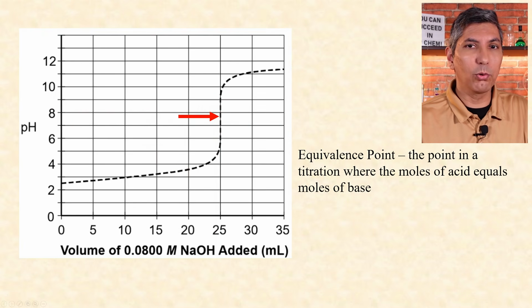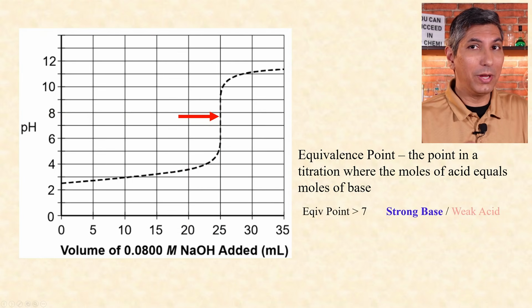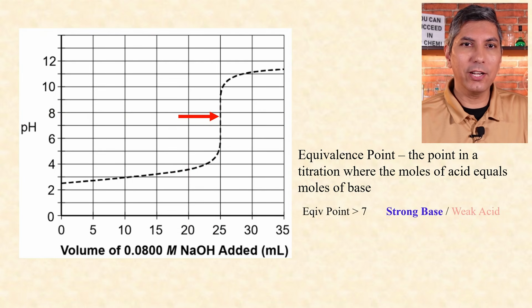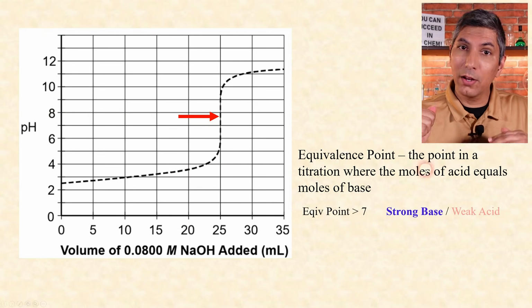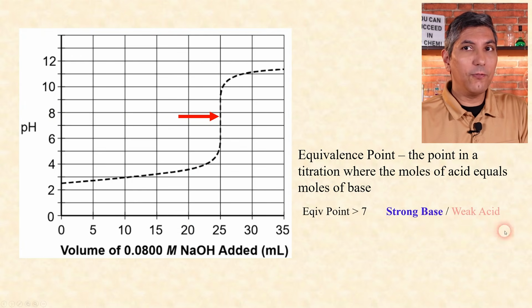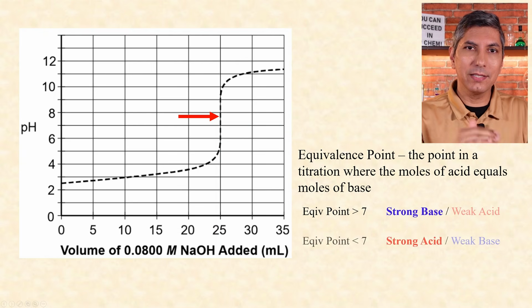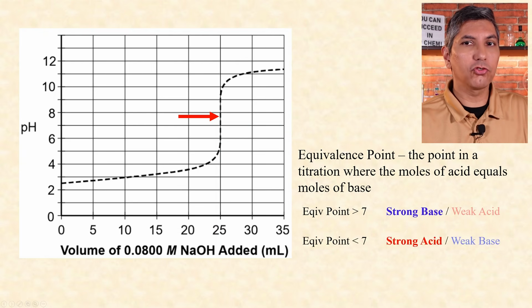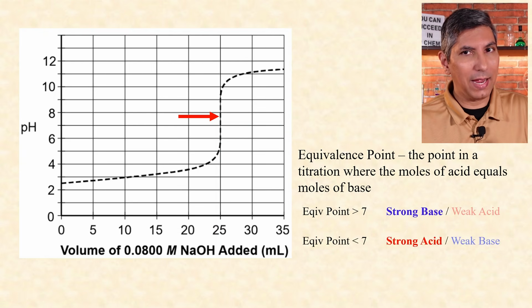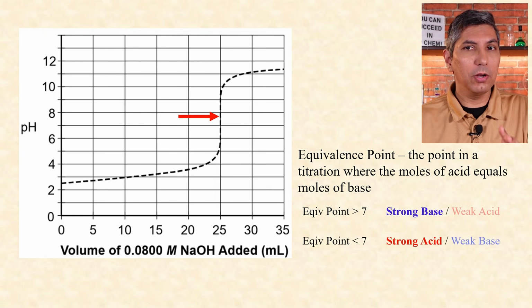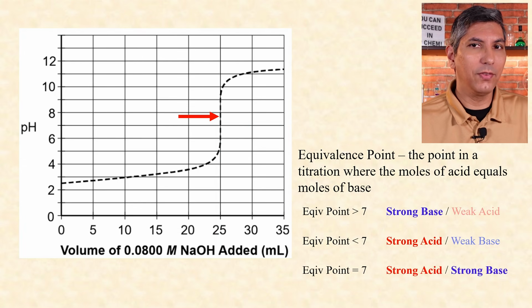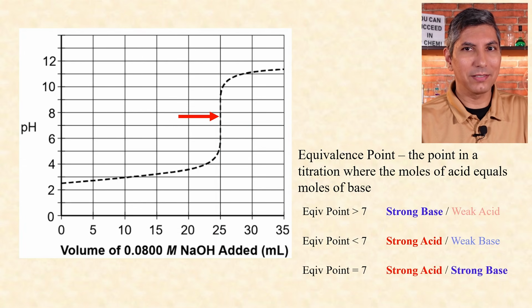Since the equivalence point is greater than 7, we can deduce that this is the titration of a strong base and a weak acid. If the equivalence point had been less than 7, then it would have been a strong acid and a weak base. And if the equivalence point is equal to 7, that's the titration of a strong acid and strong base.